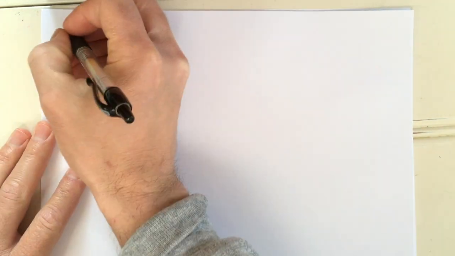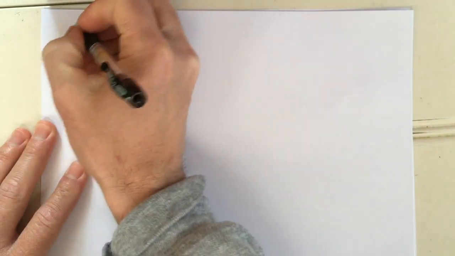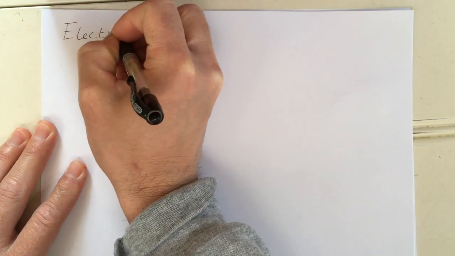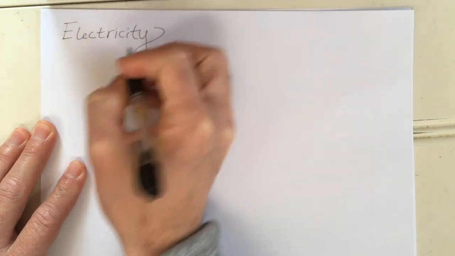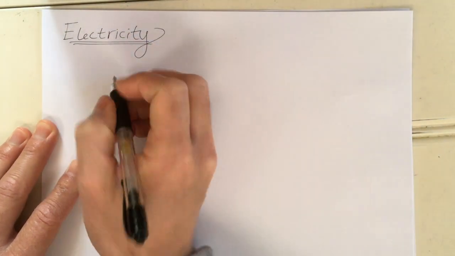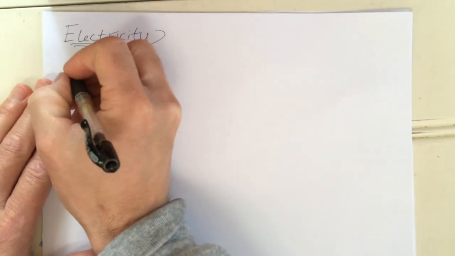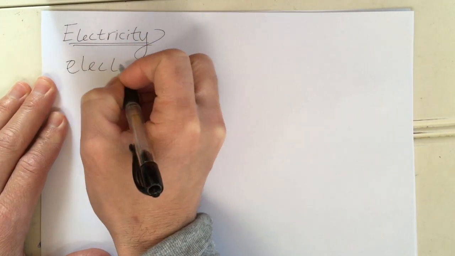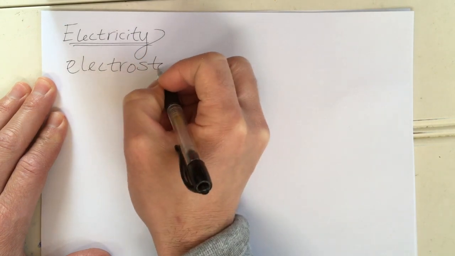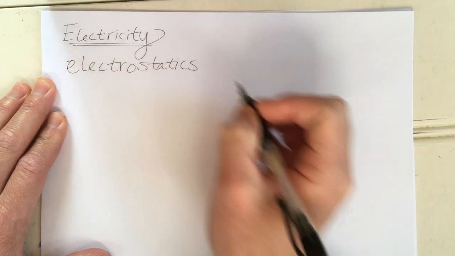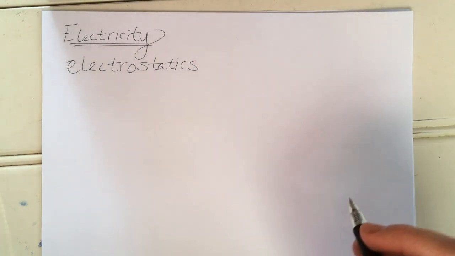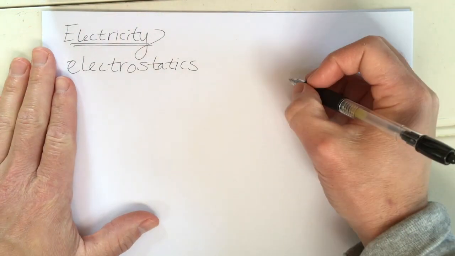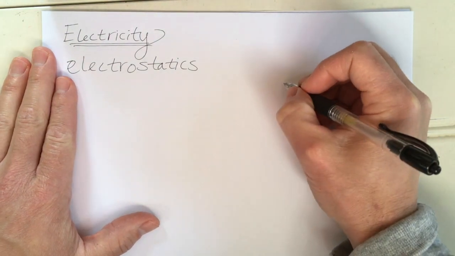All right, so I want to start a new unit with this lecture, and that's going to be electricity. And specifically, we're going to start smaller with this unit. Well, it doesn't have to be smaller, but it can be, and that's something called electrostatics. And you've heard of this as static electricity or static charges. We're going to start very small with an atom.